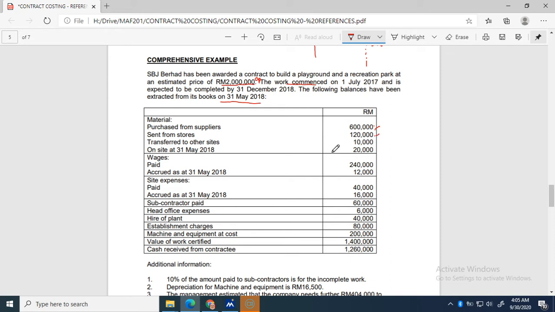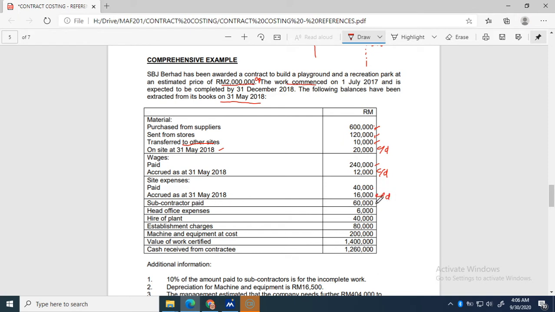Material transferred to other side means taking out from construction. So these two are in, and this one is out. Material on site at 31st May is carried down at the end of the period. Wages paid, and also accrued at 31st May, so this is also carried down. Then site expenses paid 40,000, but also accrued at 31st May, so this is carried down.